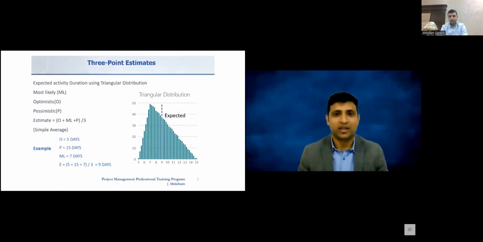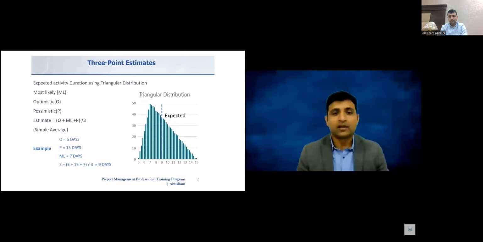In order to solve this issue, project managers actually use 3-point estimates. In 3-point estimating, we take a worst case scenario, that is a pessimistic estimate, and we take a best case scenario, that is an optimistic estimate. And we also take a most likely scenario, which we are considering the highest probability.